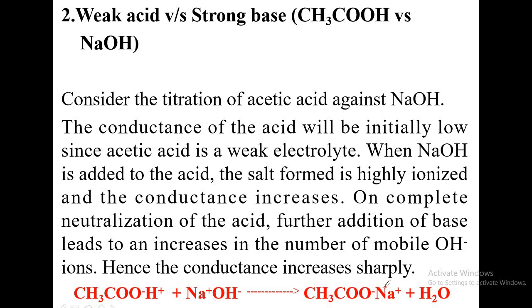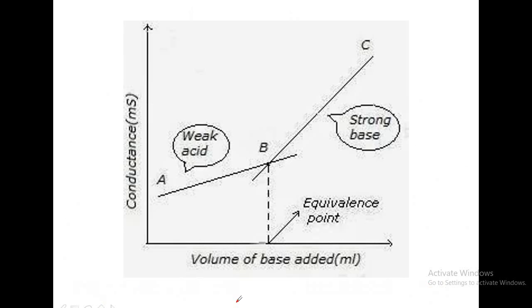Once all the acetic acid is completely neutralized, there is no acetic acid in the beaker. If you continue the addition of sodium hydroxide, conductance increases. That is due to the increase in the concentration of highly mobile OH minus ions. So beyond the equivalence point, conductance steeply increases. That is due to the strong base, especially the highly mobile OH minus ions.